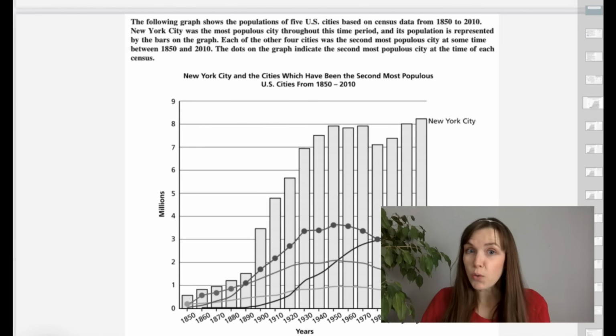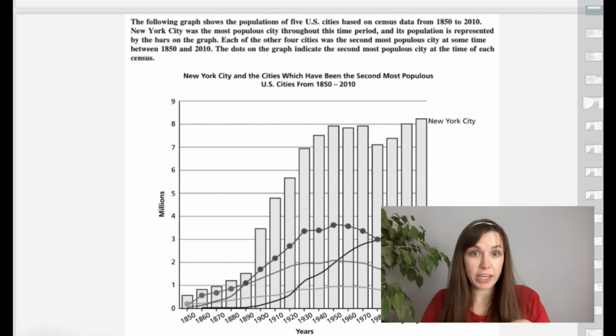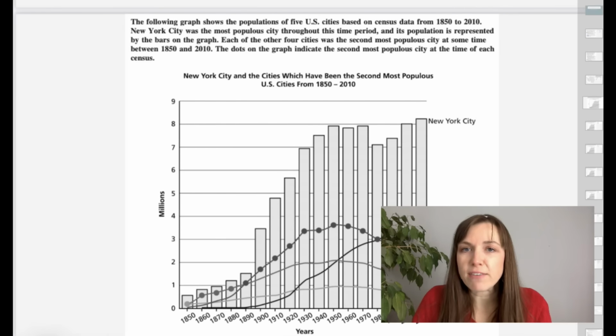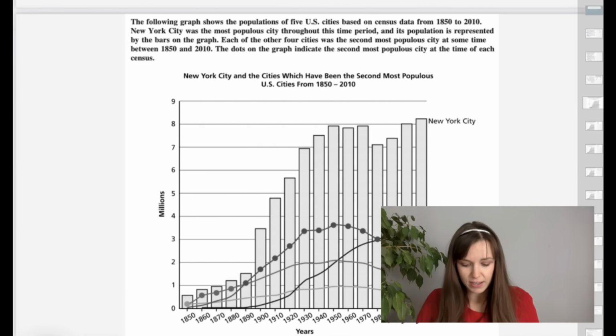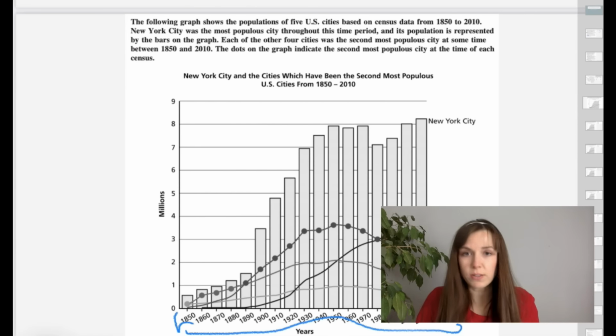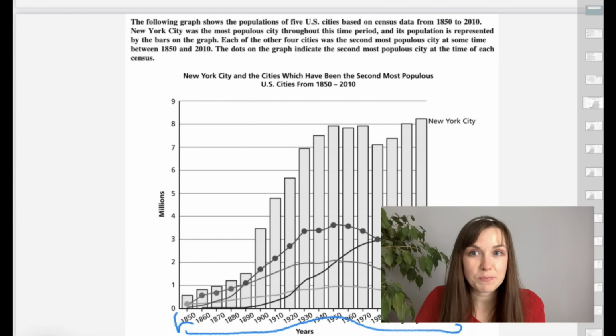So the next several questions deal with this graph right here. I know you can't see it very well because my picture is in the way, but I'll show it to you again. So let's read it. The following graph shows the populations of 5 U.S. cities based on census data from 1850 to 2010. So here we have 1850 right over here, and then it just kind of goes up to 2010.